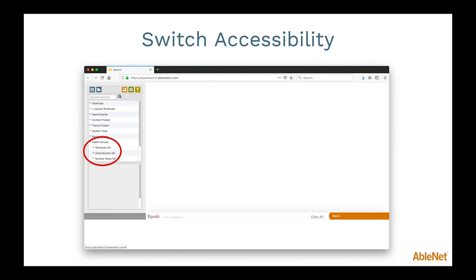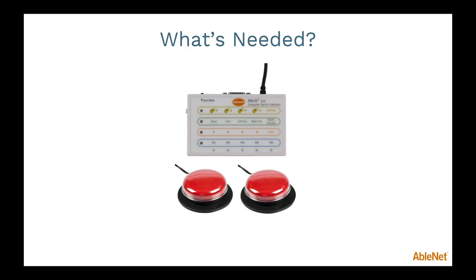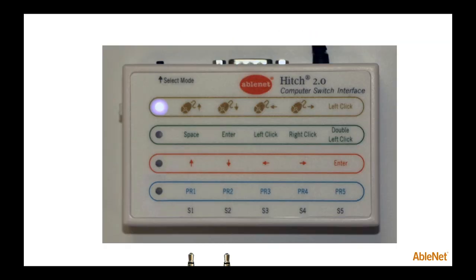To use switch access, you will need a computer-to-switch interface, such as the Hitch 2.0, and 2 switches. The switches need to be set up to activate the space and enter keys on the keyboard. If using the Hitch, you would need to plug a switch into the S1 and S2 ports, then change the mode so the switches activate the correct keys. This will allow students to scan images with the spacebar using switch 1, and select the image they want to use with the enter key using switch 2.